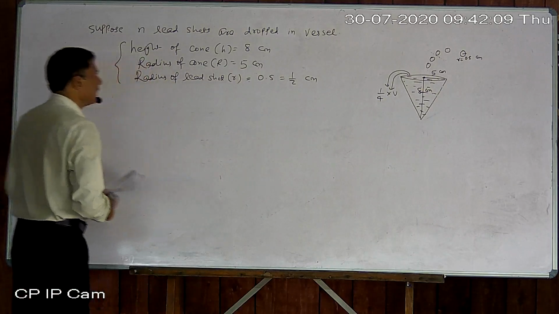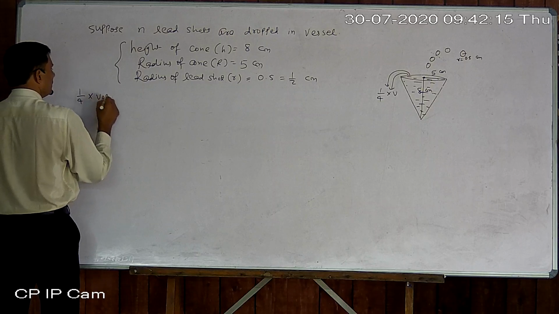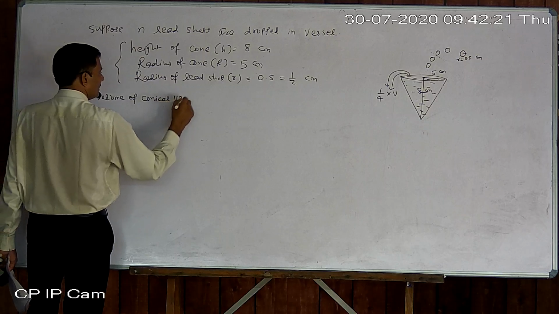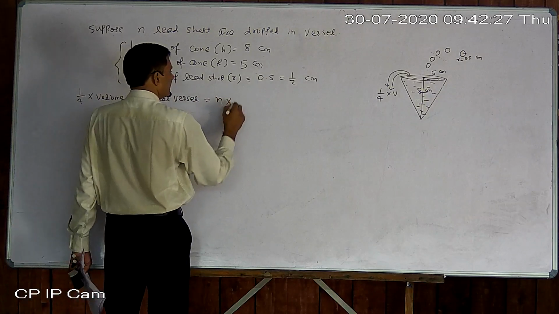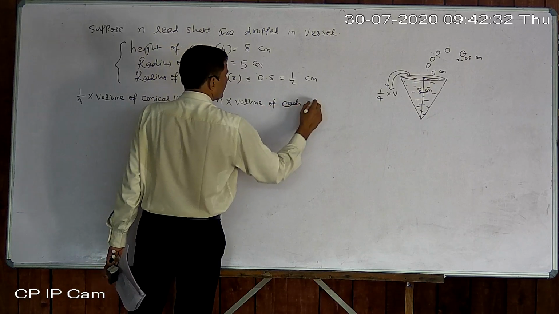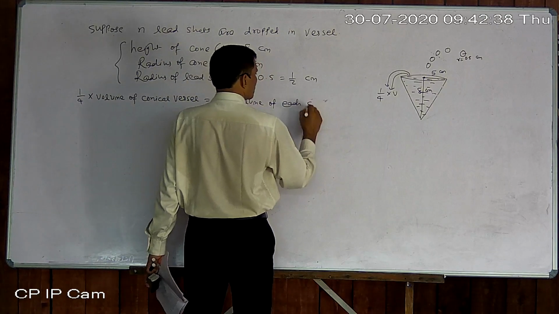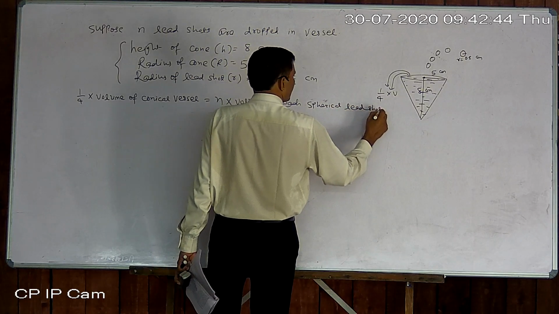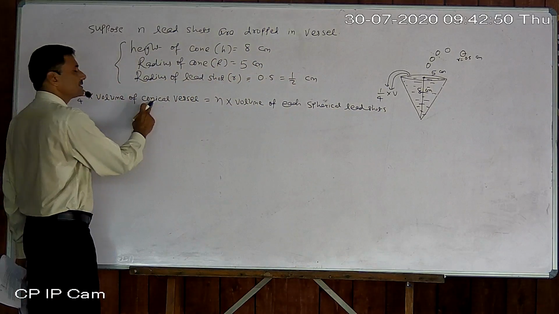Okay. So now you can compare 1/4 times volume of cone or conical vessel. So everything is clear. It is a vessel, but what is its shape? Cone, conical, is equal to n times volume of sphere. All spheres or all lead shots are equal. Here you can say spherical lead shots also. Why? Its name as well as shape both are given.